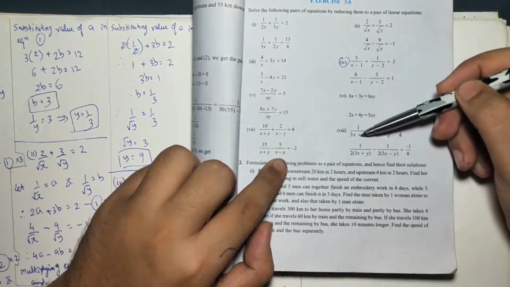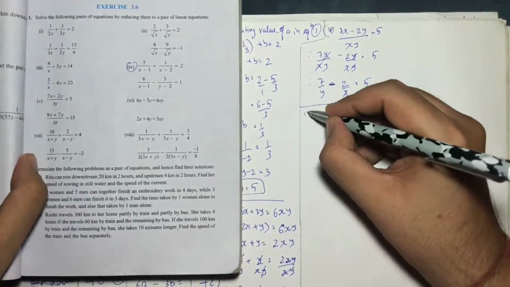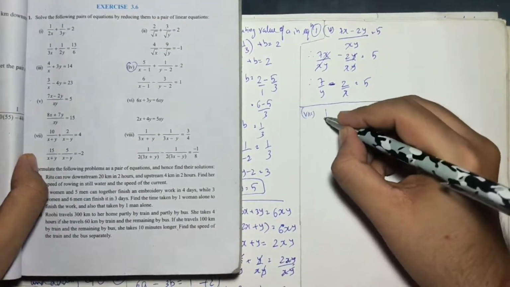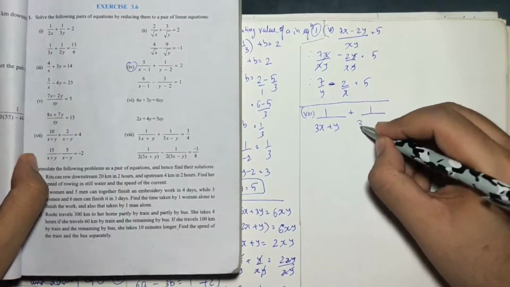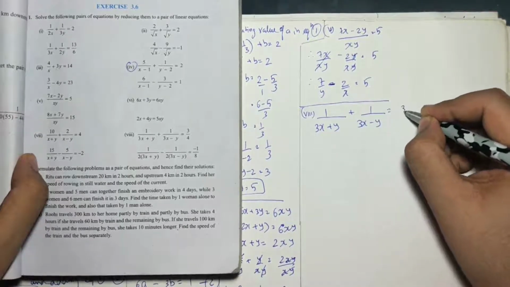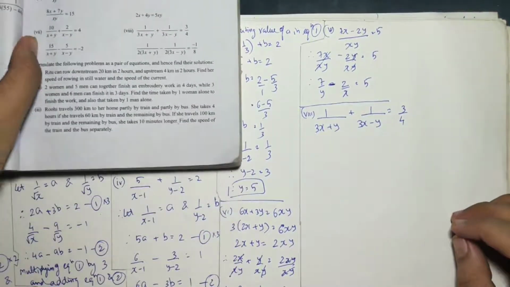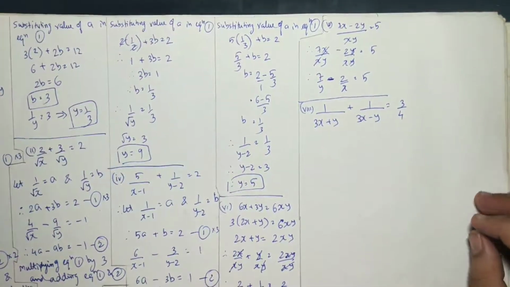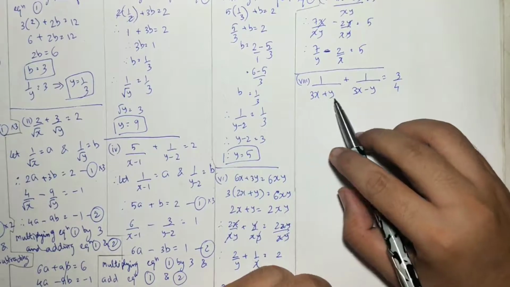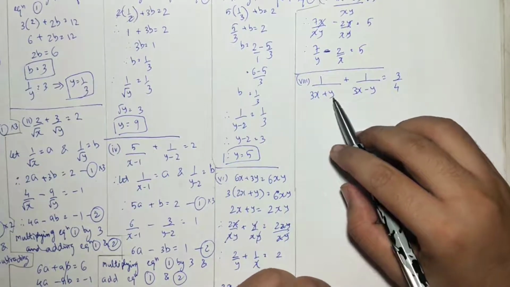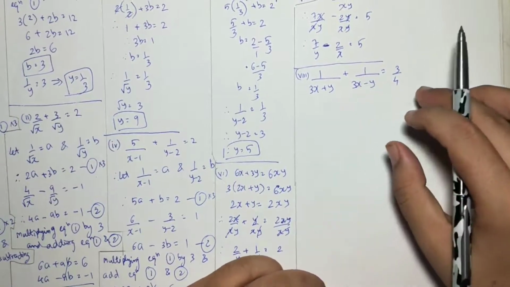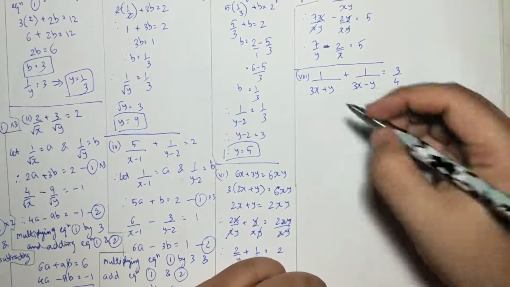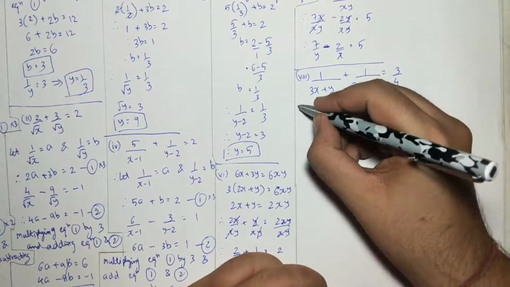Now as you can see, the equation given to us in 8th question is 1 upon 3x plus y plus 1 upon 3x minus y equals to 3 by 4. Please pay attention, this is a tricky sum. In the denominator there are two variables in the binomial form. So you cannot do anything, you have to just take it as 1 by a and 1 by b.